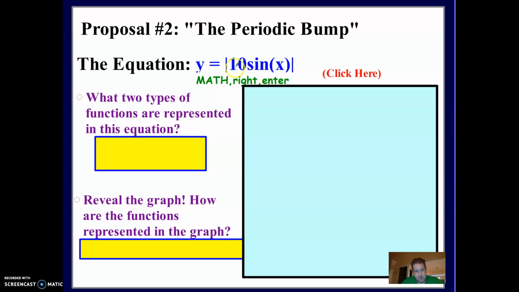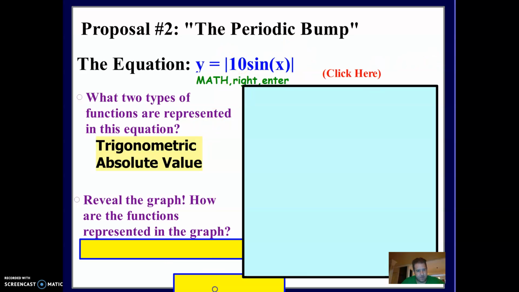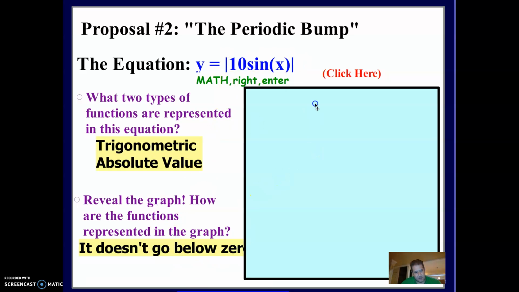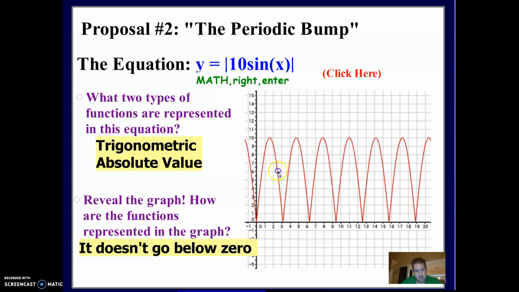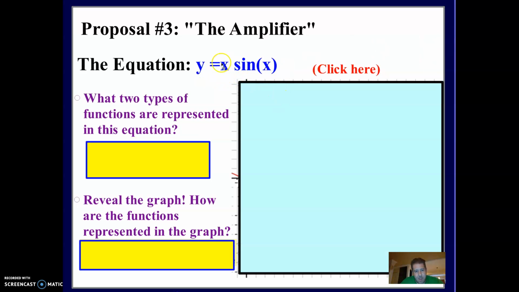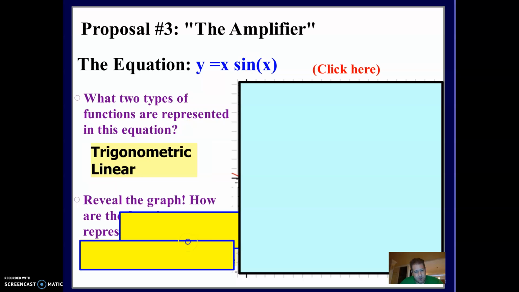This time, you see absolute values involved and trigonometric. It's absolute value signs on the outside, so in this case it does not ever go below 0 because it's absolute value, it's always going to stay positive. And it kind of has that trigonometric look to it. It's waving back and forth, but it also has pieces that are in V's. This is a linear and a trigonometric.